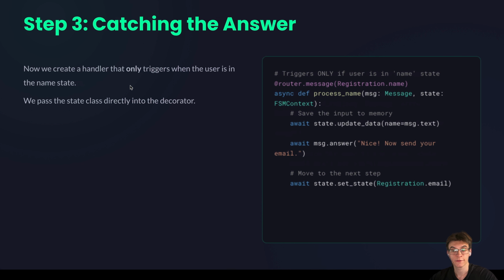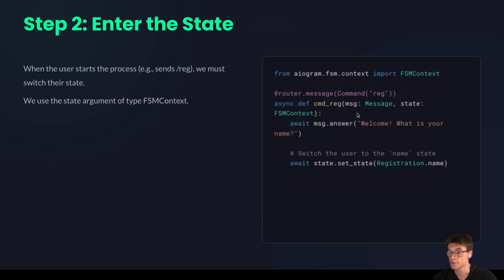Next, we create a handler that only triggers when the user is in the name state. We basically update our existing data with new additional information, in this case message text coming from the user, which is his name. So let's take a look at this code snippet. When the user sends the command register, we first send him a message, "Welcome, what is your name?" And then we switch the state of the user to the name state.